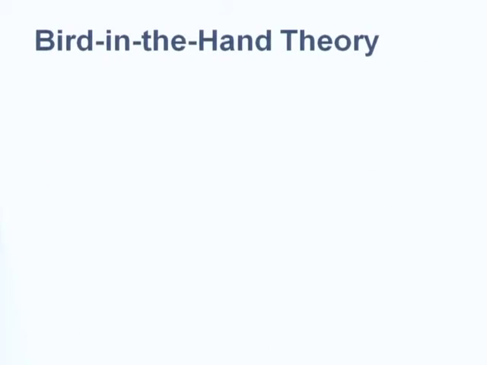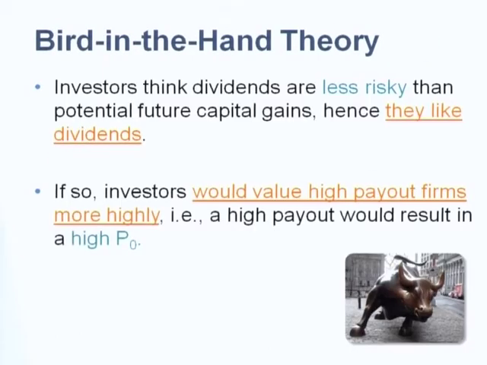A bird in the hand theory: investors think dividends are less risky. They prefer to get cash dividend for their living. So they like dividends. This kind of investor, we call an income investor, would value a high payout firm more highly. That is, high payout would result in a higher price. If the firm decides to pay more dividend, this income investor will come and buy more stocks, and the price will go up.